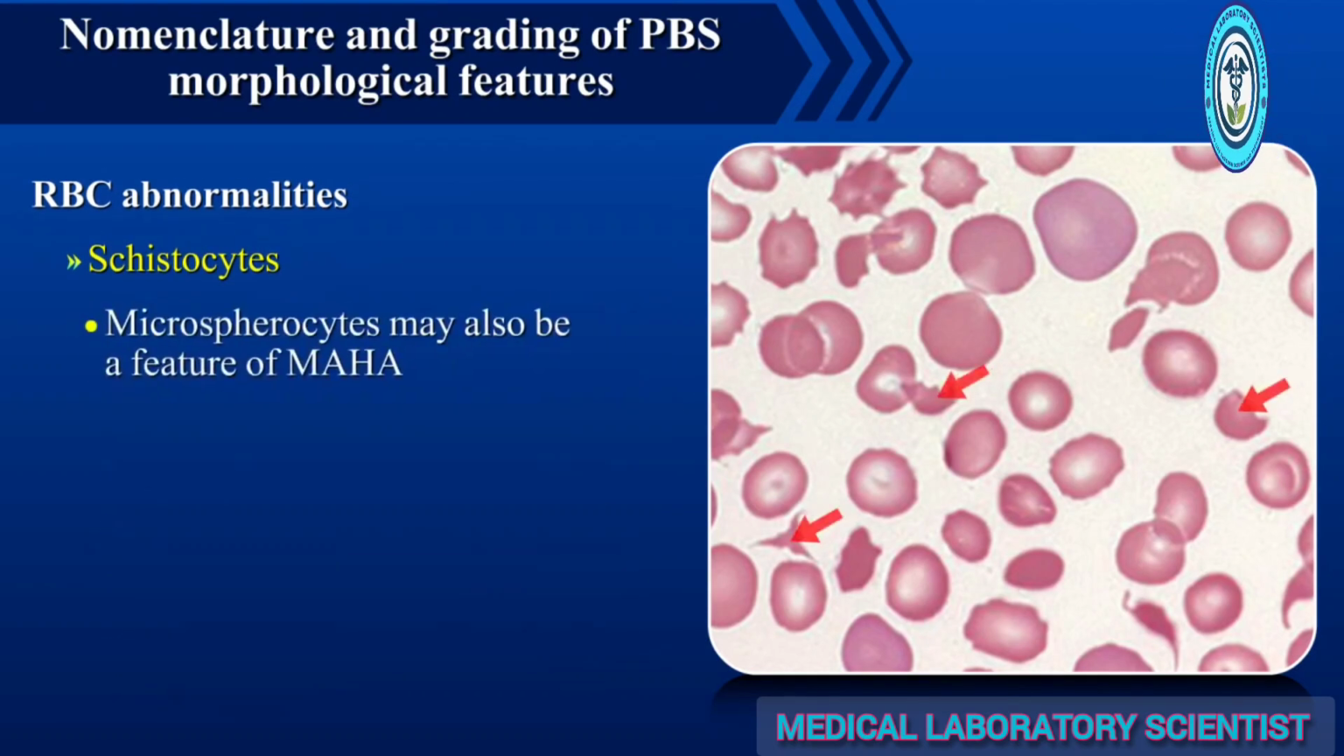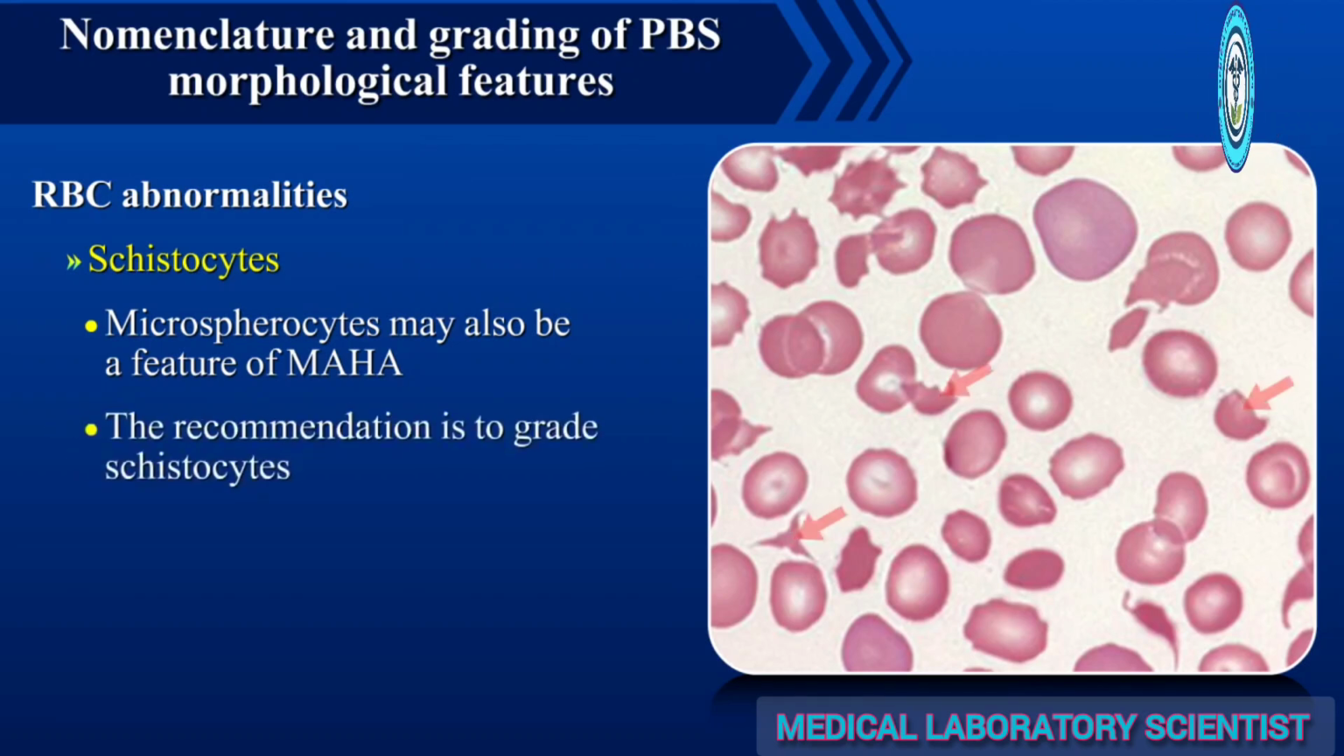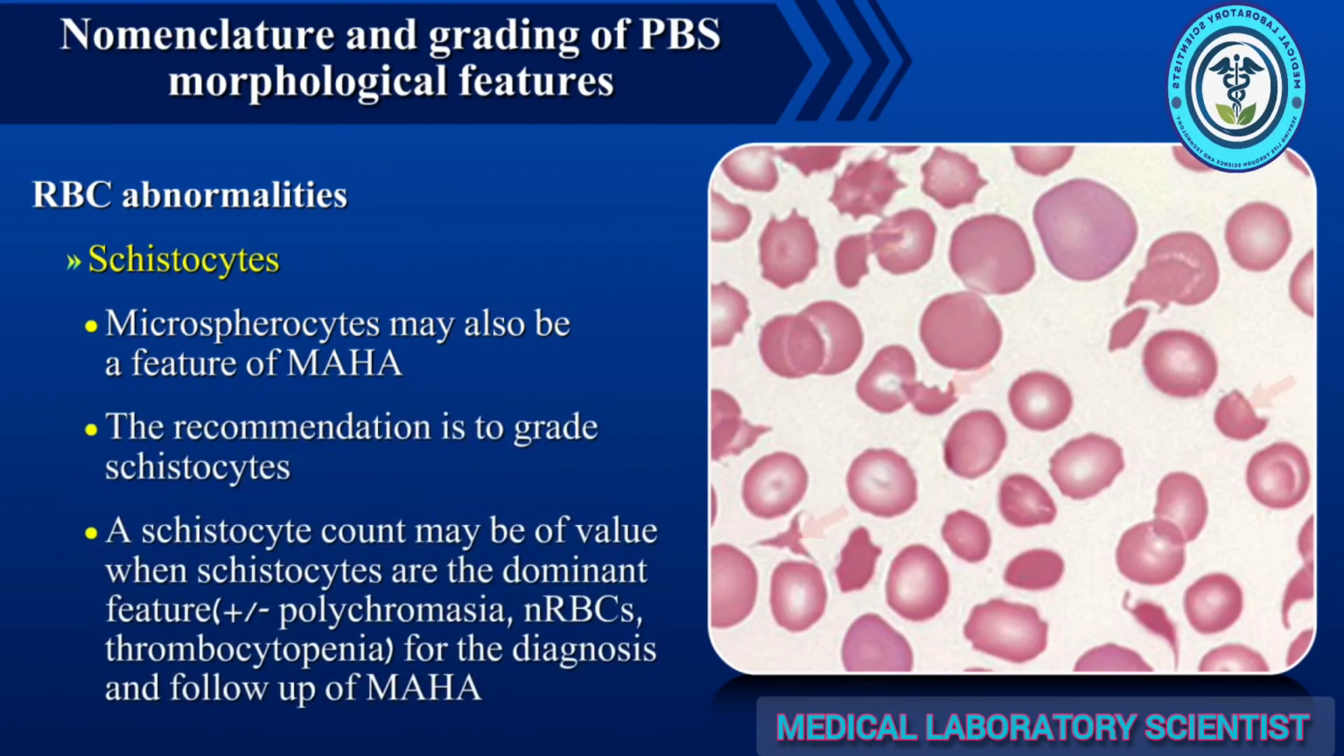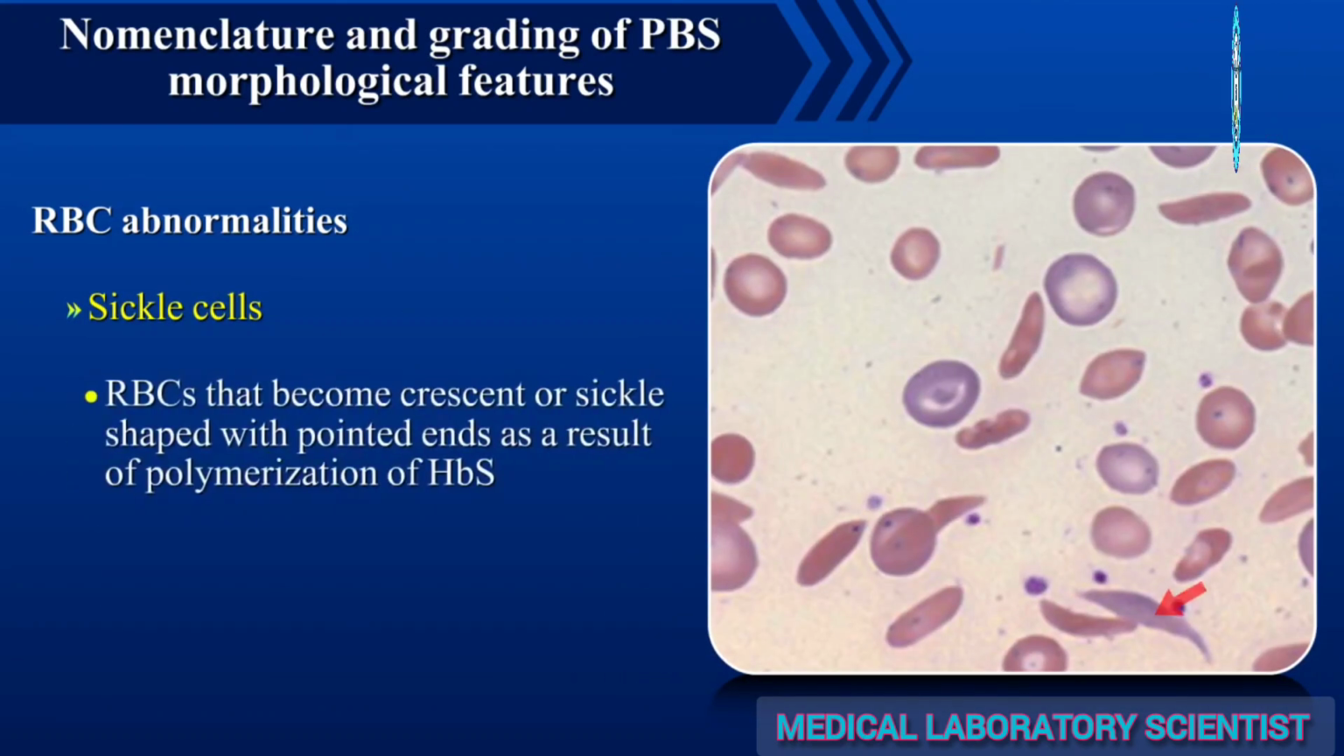Microspherocytes may also be a feature of microangiopathic hemolytic anemia if it is accompanied with other forms of cystocytes. The recommendation is to grade cystocytes. A cystocyte count may be of value when cystocytes are the dominant feature for the diagnosis and follow-up of microangiopathic hemolytic anemia. Sickle cells are red blood cells that become crescent or sickle shaped with pointed ends as a result of polymerization of hemoglobin S.